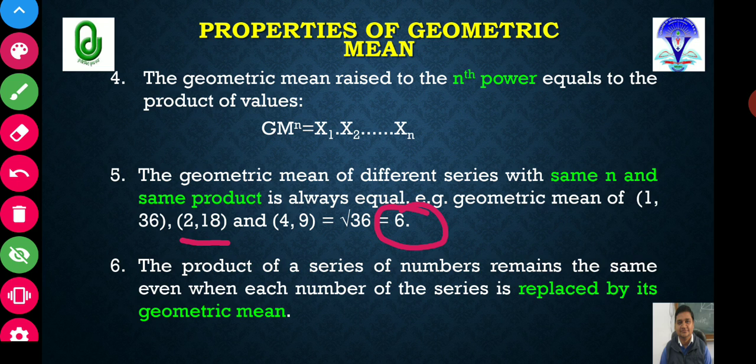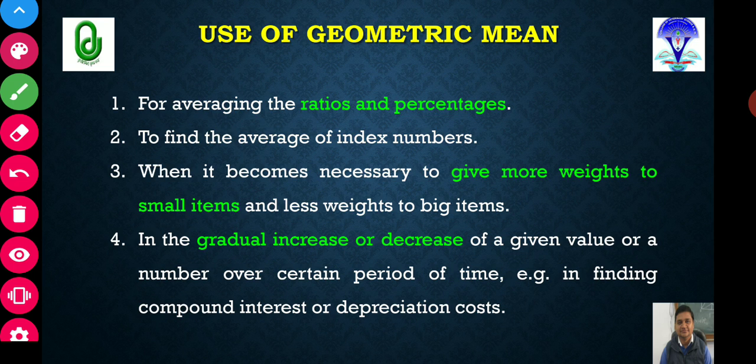The product of a series of numbers remains the same even when each number of the series is replaced by its geometric mean. Suppose 2 and 18: if you replace 2 and 18 by 6, that means by its geometric mean, the product will remain the same. That means if all the values of a series are replaced by its geometric mean, the product will remain the same. So these are the major properties of geometric mean. I hope it is clear to you.